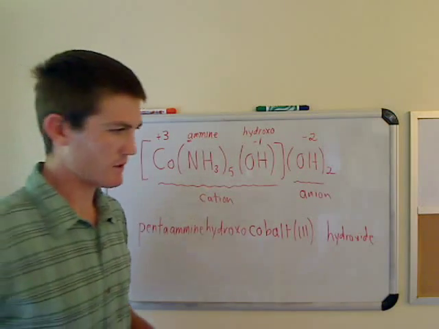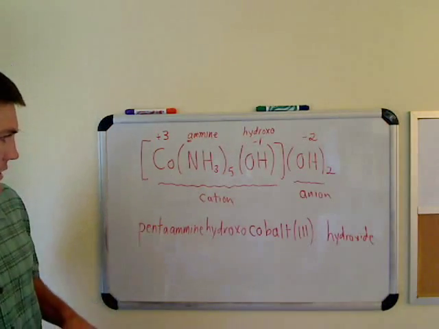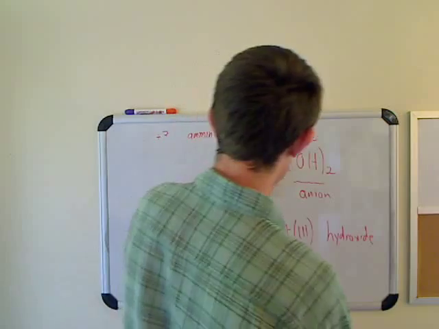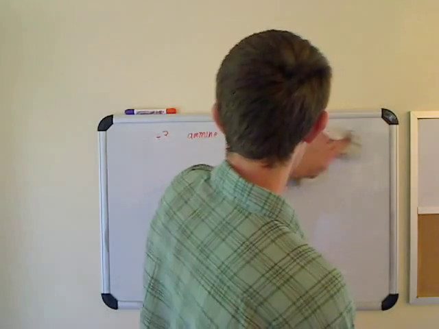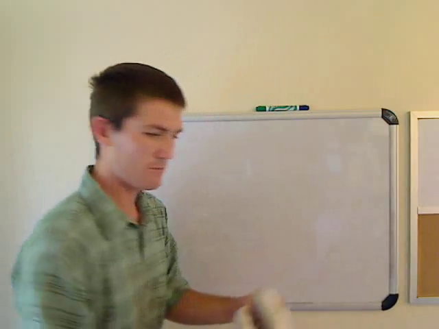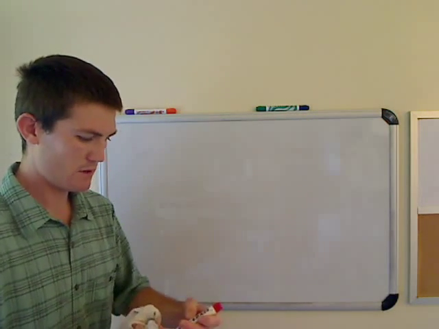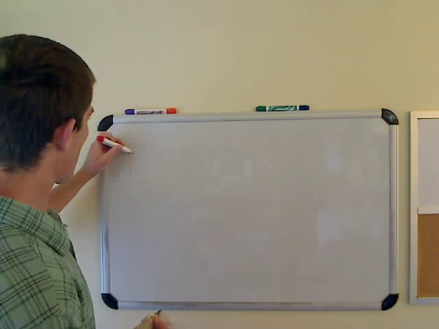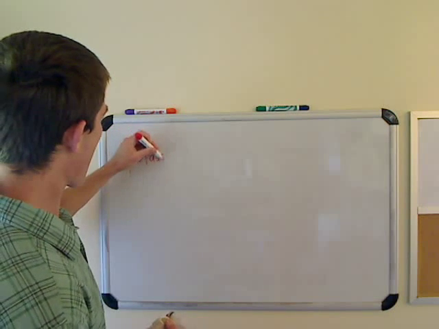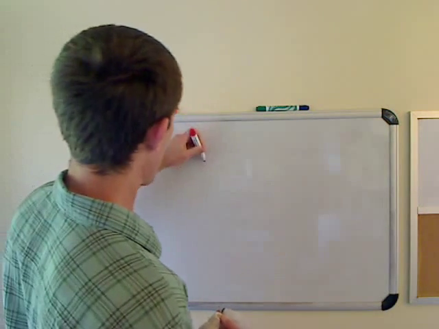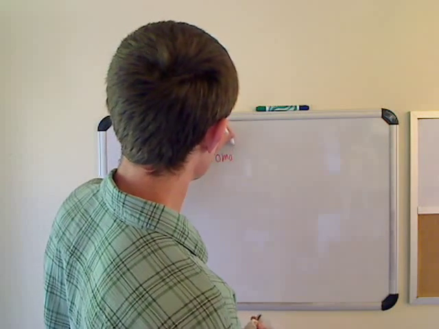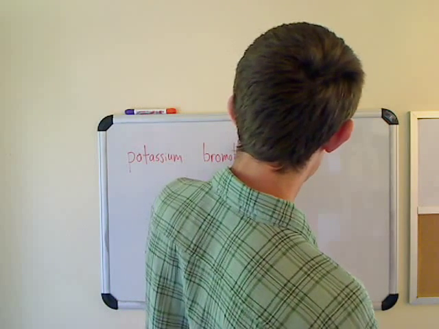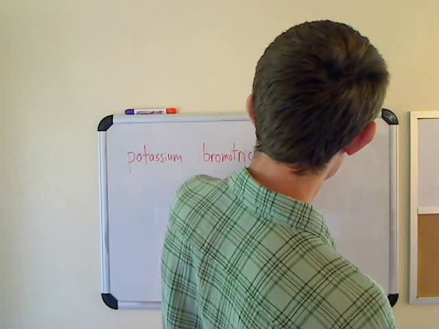And so let's do the reverse, where we start with a name and go to a formula. So let's erase what we have on the board, and we'll do another example that was posted on the web. So let's do the potassium bromo trichloro platinate. Potassium, bromo, trichloro, platinate 2.